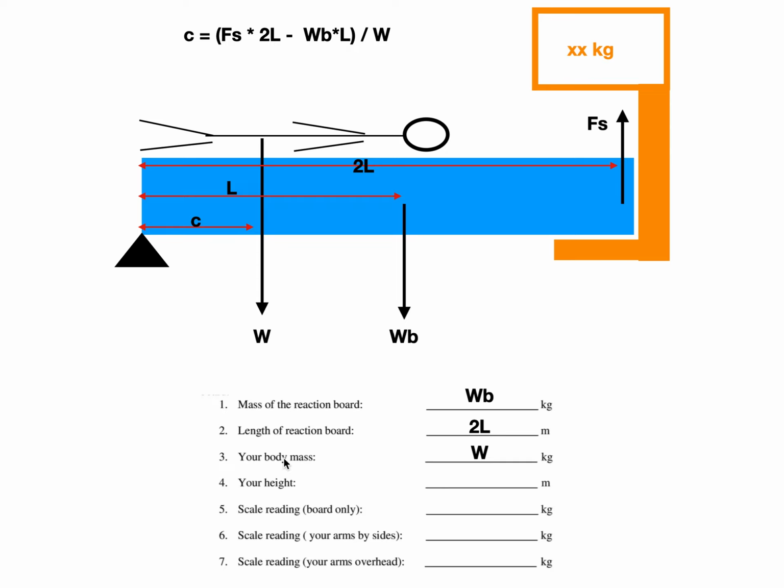And the third one would be your body mass. We're not going to really get your body mass today, but just in concept, it's the body mass of this guy lying on the board. So it's W here. So let's revisit the equation again. Fs will be the scale reading here. 2L will be the length of the board. And WB will be the weight of the board. L will be half of the length of the board. And W will be your body weight.